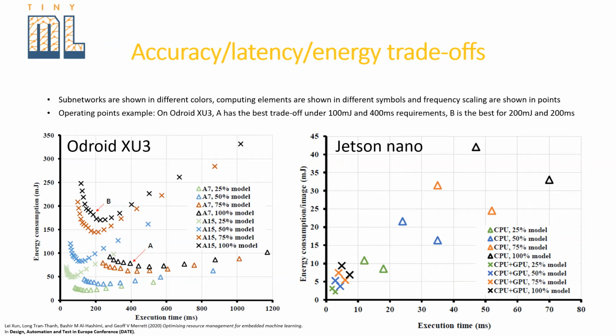Let me give you an example of how it works. On Odroid XU3, if we have a 100 millijoule energy target and a 400 millisecond execution time target, then the best operating point is point A because it has the highest accuracy under the execution time constraint and has the lowest energy consumption. And if the constraint changes to 200 millijoules and 200 milliseconds, then point B will be the new best operating point.